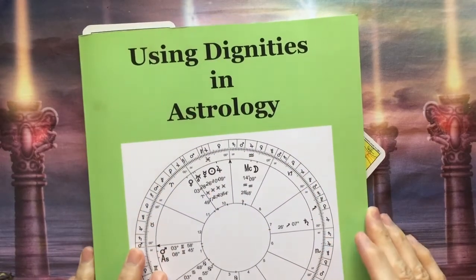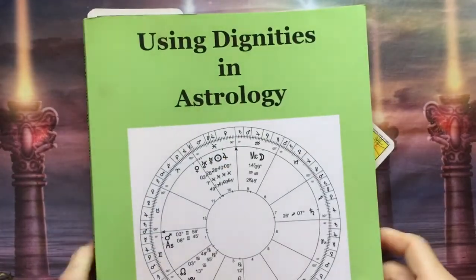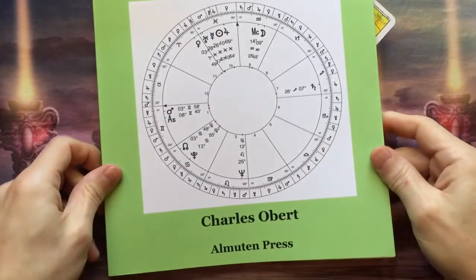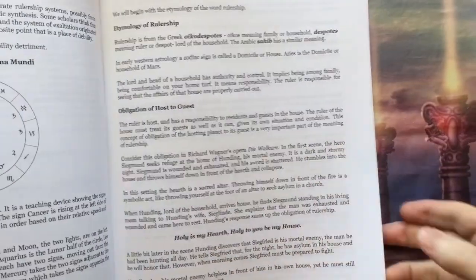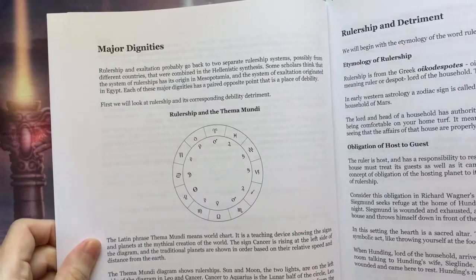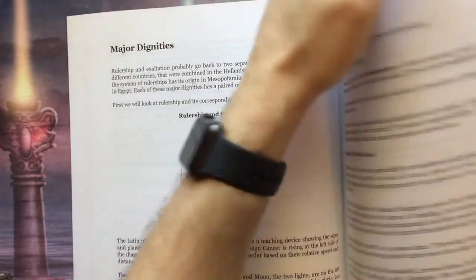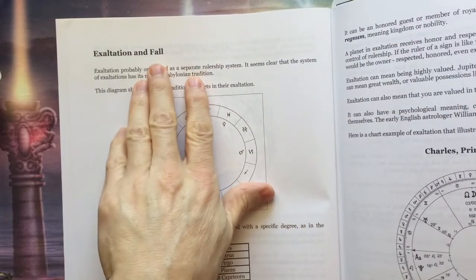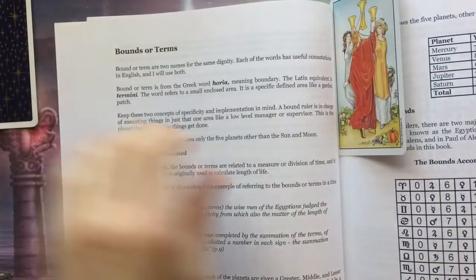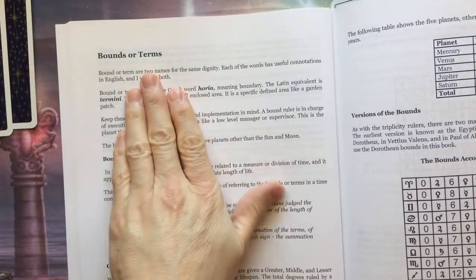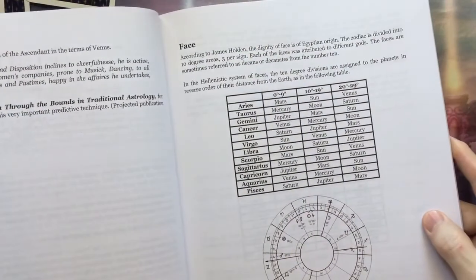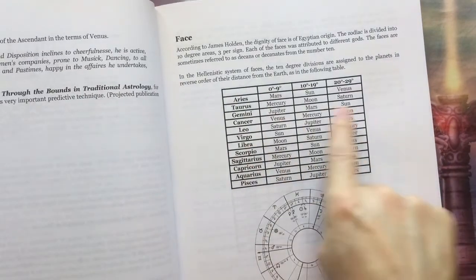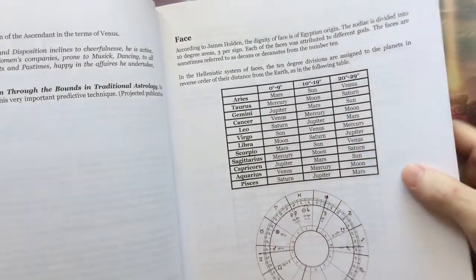And if you are interested in dignities, we have an almost 200-page book, Using Dignities in Astrology by Charles Obert, Almutin Press, how funny. He talks about the major dignities and tons more. Major dignities start on page 26, then you can do exaltation and fall on page 34, and then triplicity on page 48. Bounds or terms starts at page 58, and faces or decans start on page 69, and of course he has extensive charts, etc.